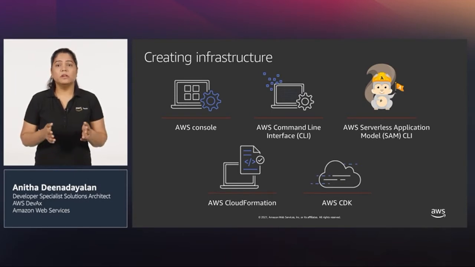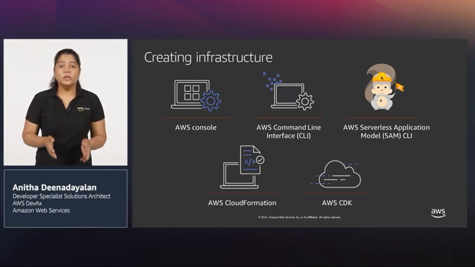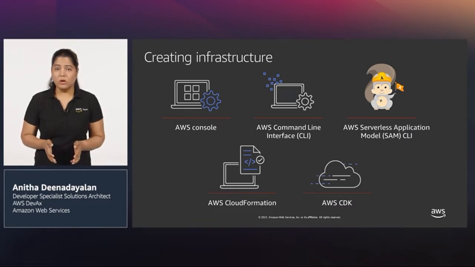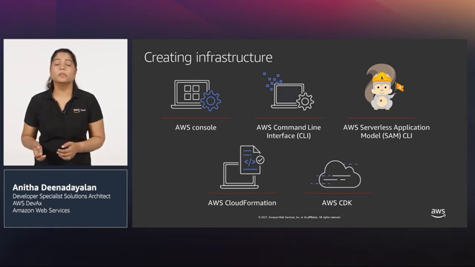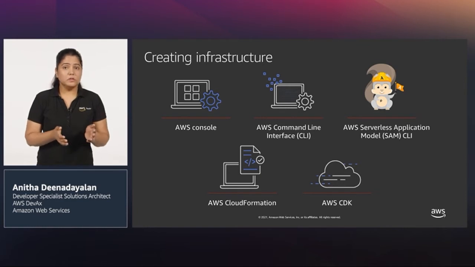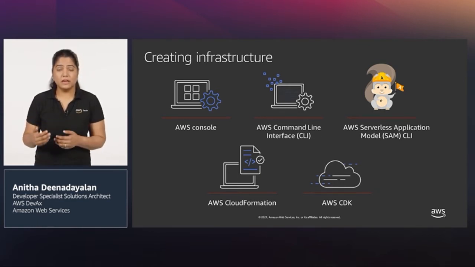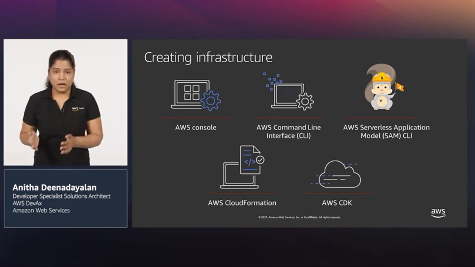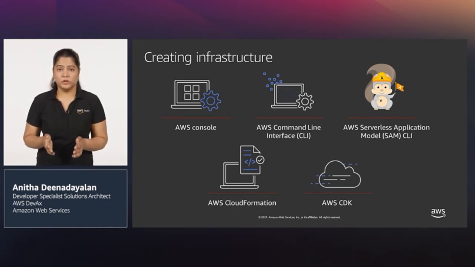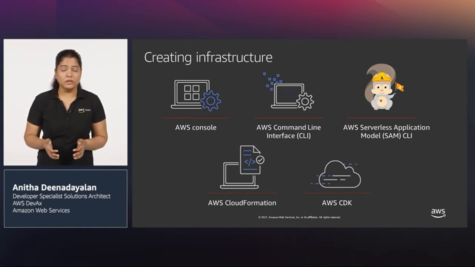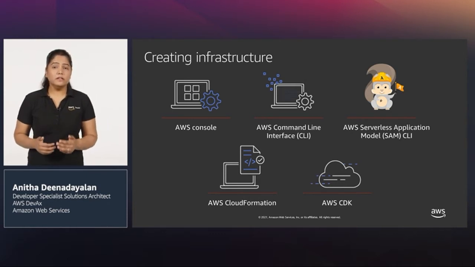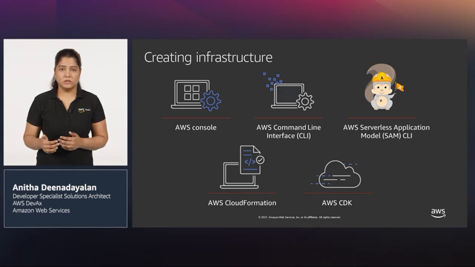There are many ways you can create infrastructure on AWS. You can use the AWS console to create manually, or you can use the AWS command line interface. You can also use AWS SAM CLI, which is our Serverless Application Model CLI, for creating the serverless infrastructure. AWS CloudFormation allows you to specify the cloud infrastructure you need in a template file, which could be a JSON or a YAML file, and it provisions the infrastructure for you. AWS CDK allows you to use the programming language you're familiar with to define the infrastructure, and it internally uses AWS CloudFormation to provision the resources.